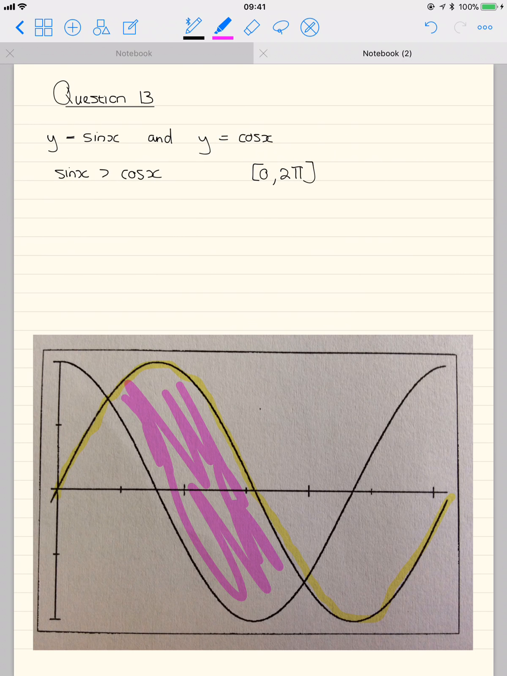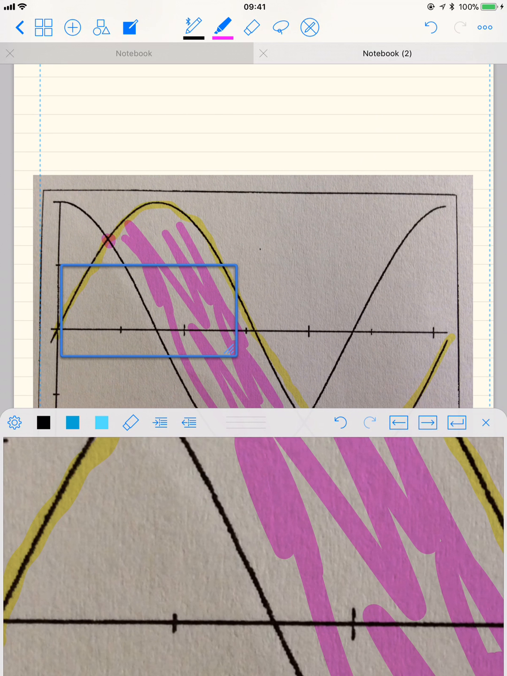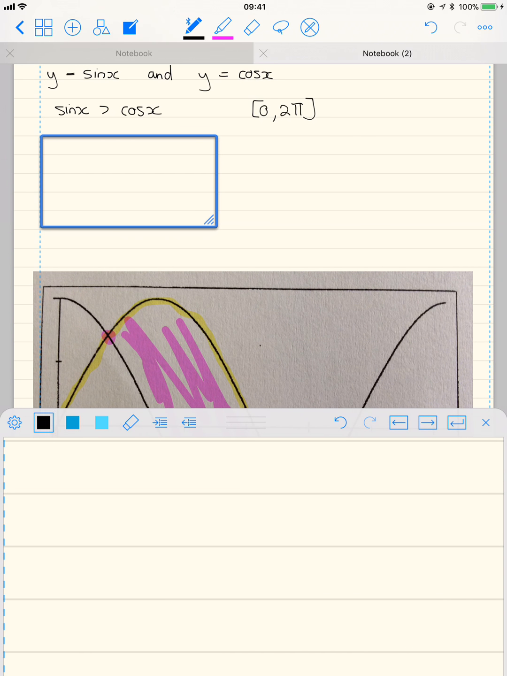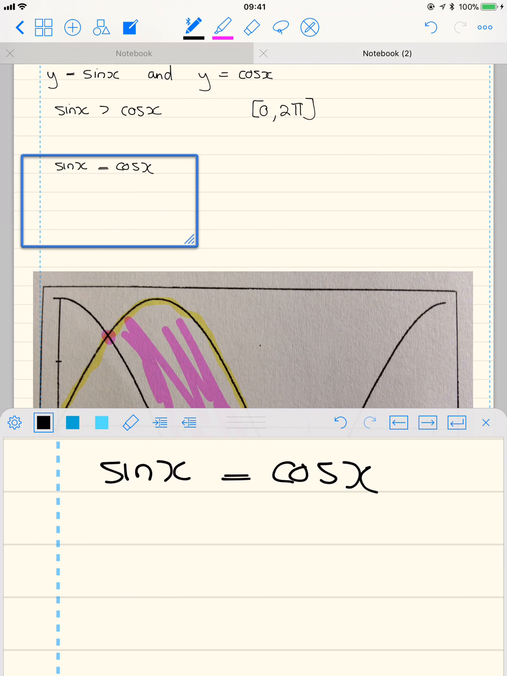Okay, so the points that we are interested in are there and there. So we know, first of all, let's fill in some information on this graph. We know where sine x is equal to cos x, those are our points of interest, is where the reference angle is pi over 4, which is the reference angle here.